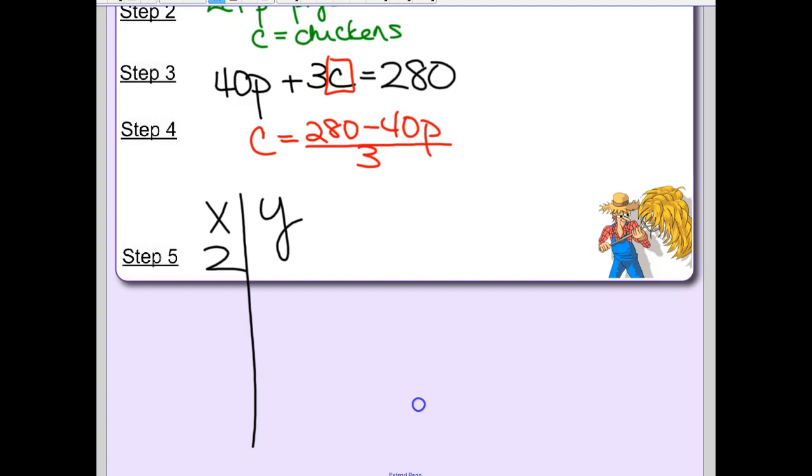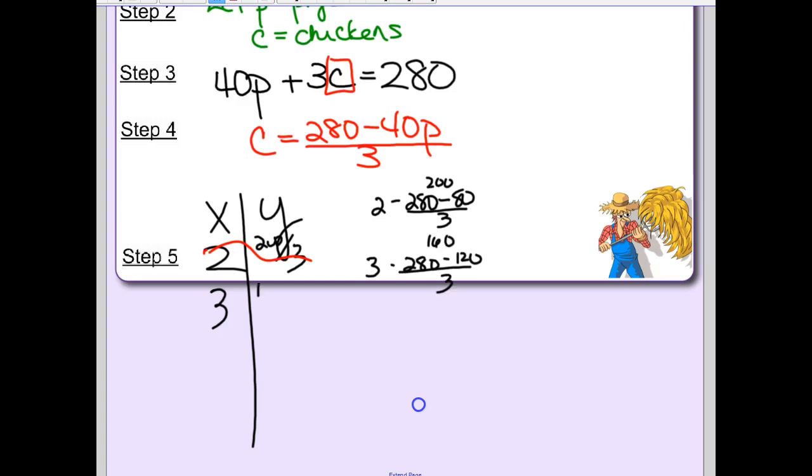Okay, here we go. So let's plug in a 2 for p. If we plug in a 2, we're going to have 280 minus 80 over 3. Well, that gives me 200 over 3. Is 200 over 3 a whole number? Definitely not. So we reject that one. Now let's try a 3. If we try a 3, we've got 280 minus 3 times 40 is 120 over 3. That gives me 160 over 3. Is 160 divisible by 3? Surely not. So we're going to reject that answer because it's a fraction.